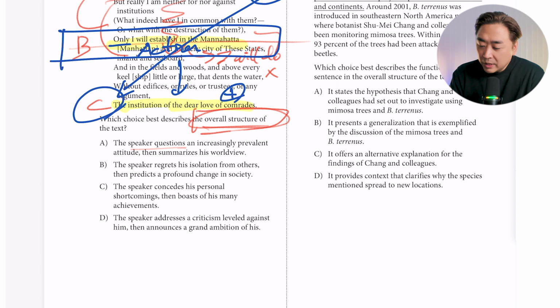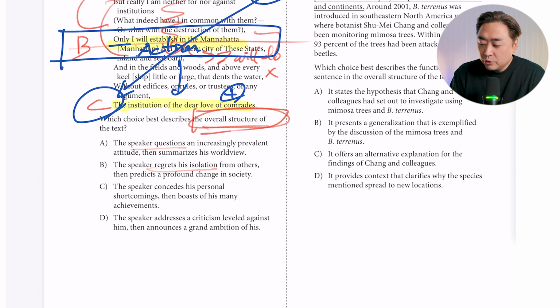B says the speaker regrets his isolation from others, then predicts a profound change in society. So this is like, hey, people don't like me, but then you know what? I am going to change the society. Well, it could be, but this is not about people not liking me. I'm just being charged of something. And then the profound, meaning very deep change in society, was never stated in the second half. C says the speaker concedes his personal shortcoming, meaning I am accepting that I lack something, my weaknesses, then boasts of his many achievements. And I'm just talking about how I am so amazing, which is not true.